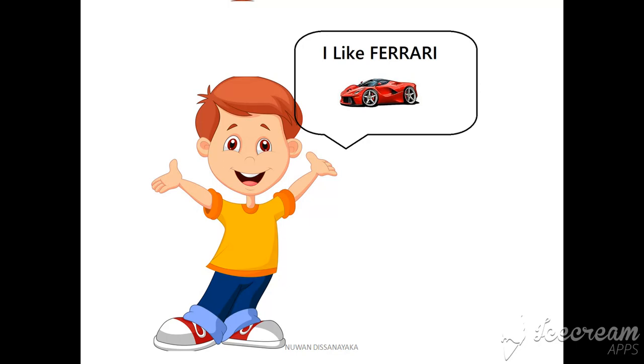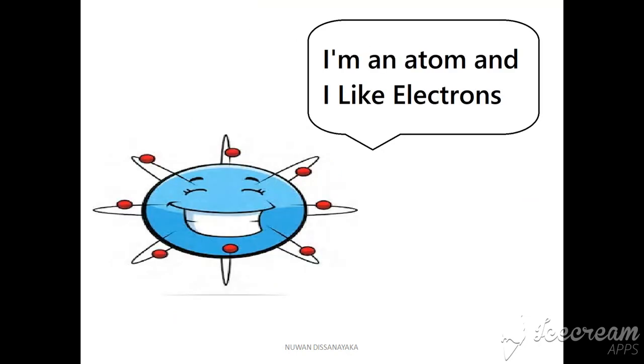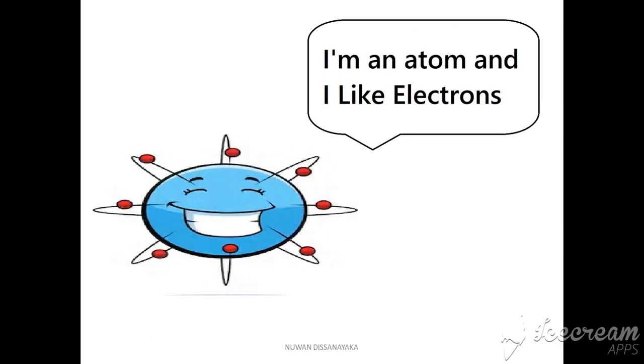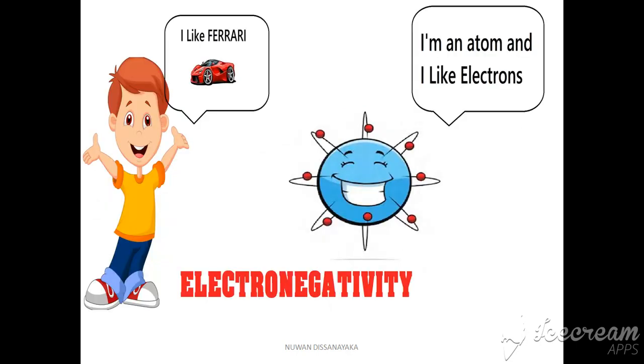Okay, let's go on from this one. Let's take it that most of you like Ferrari cars, right? Even I like Ferrari. In the same way, if you take an atom, they like electrons. You just like your Ferrari. Sometimes you can't afford a Ferrari, but still you like it. In the same way, sometimes atoms can't get electrons, but they like electrons. This likeness is called what? Electronegativity. Electronegativity is just about the likeness towards electrons. But the definition is a bit advanced, though it's the same thing.